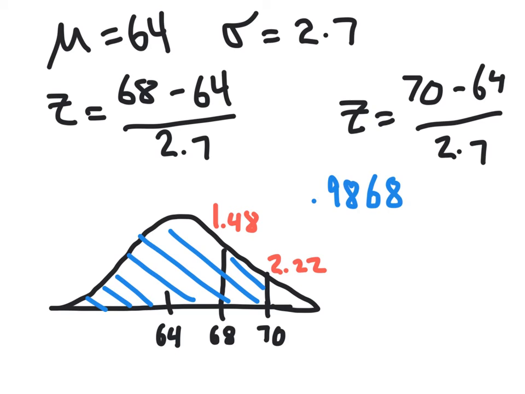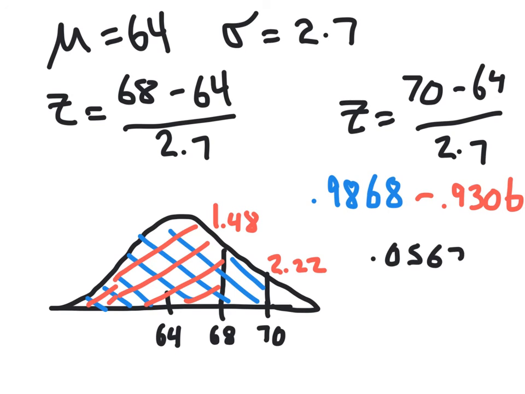And then I would figure out 1.48 and figure out that area right there, and then I would subtract those two to figure out what I have left, which is what I'm interested in right there. So if I do the 1.48, and subtract those two like this, I end up with 0.0562. What does that number tell us?